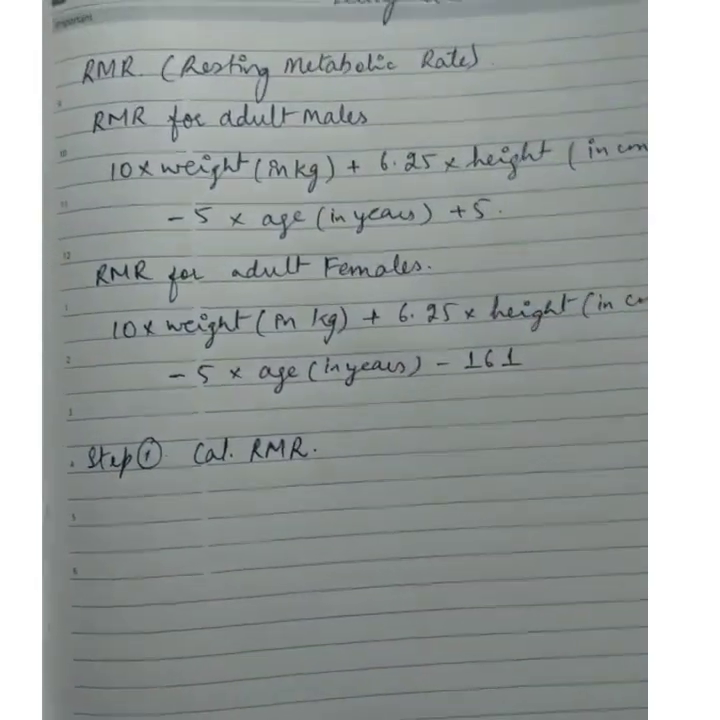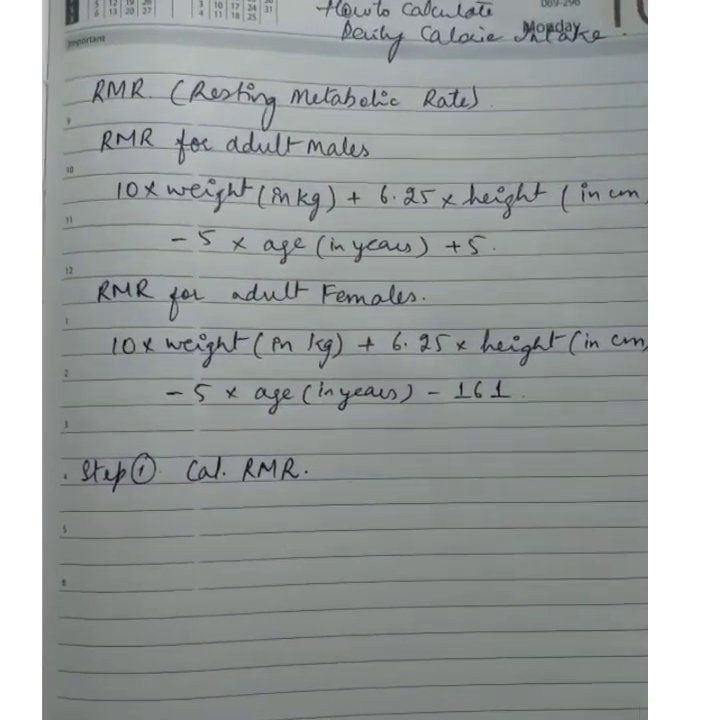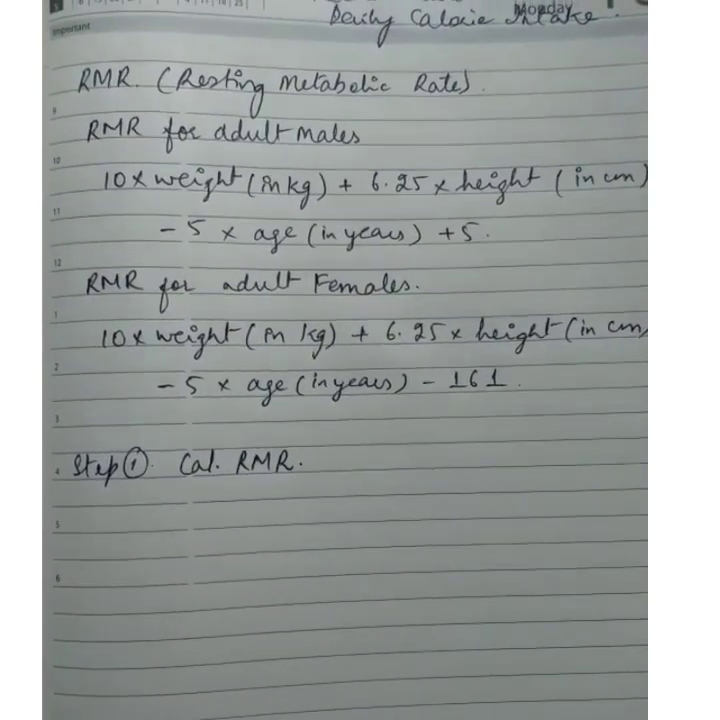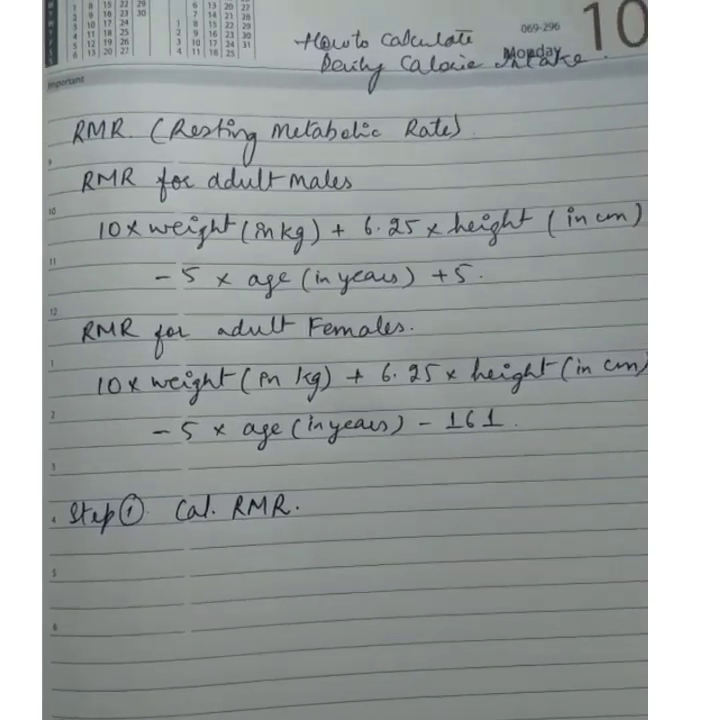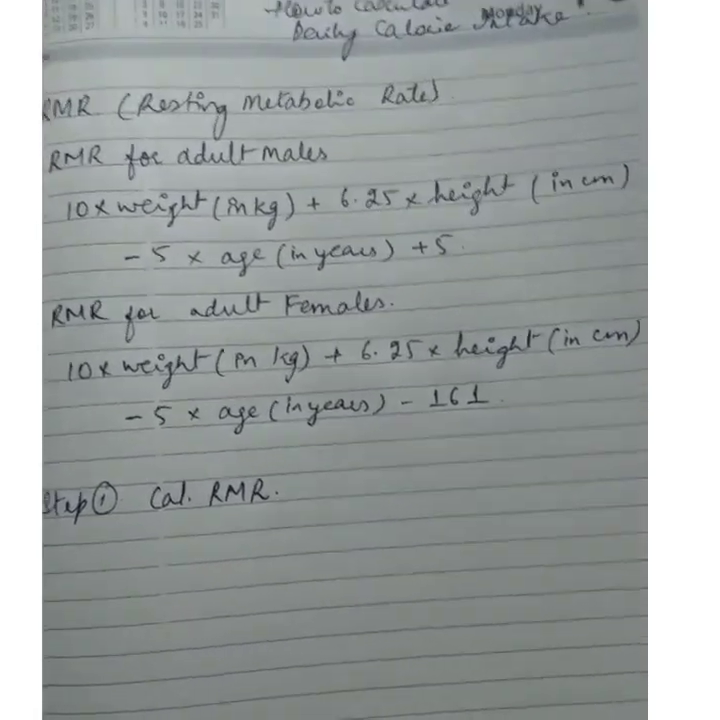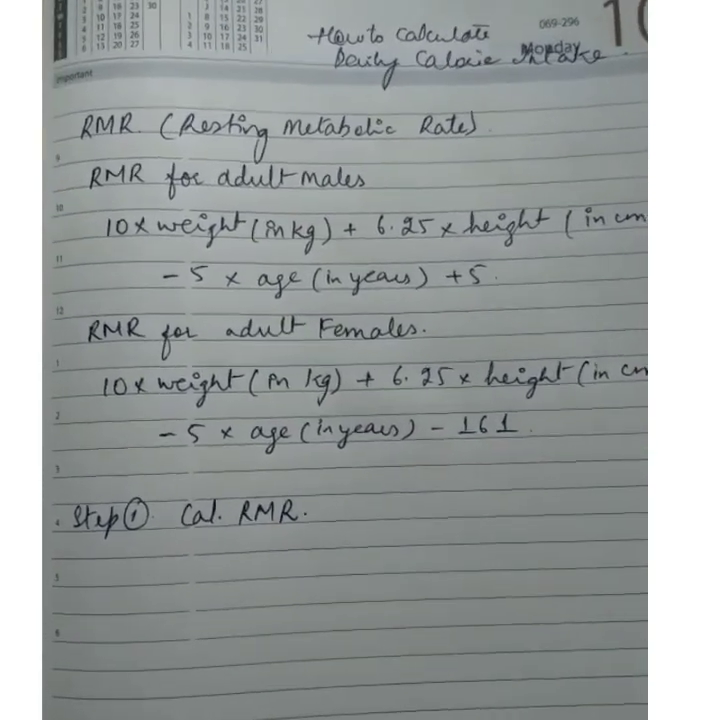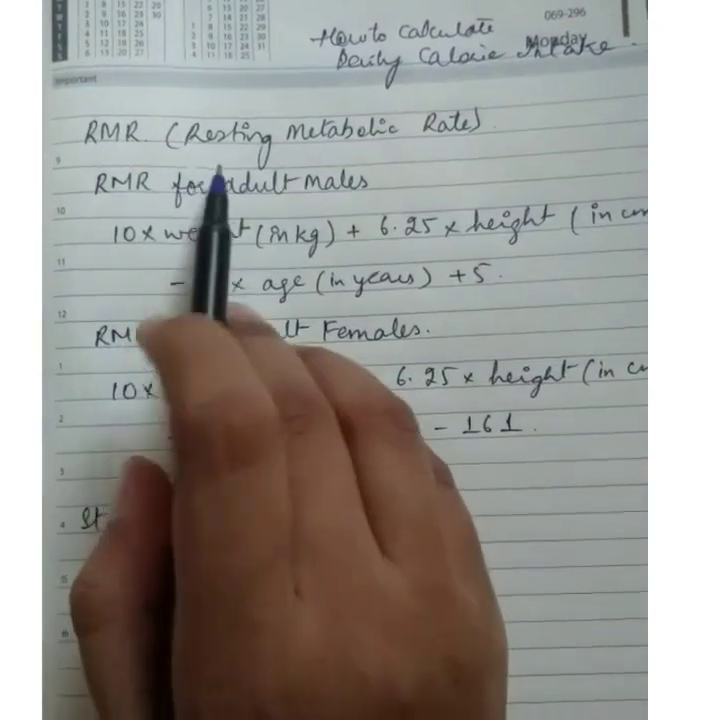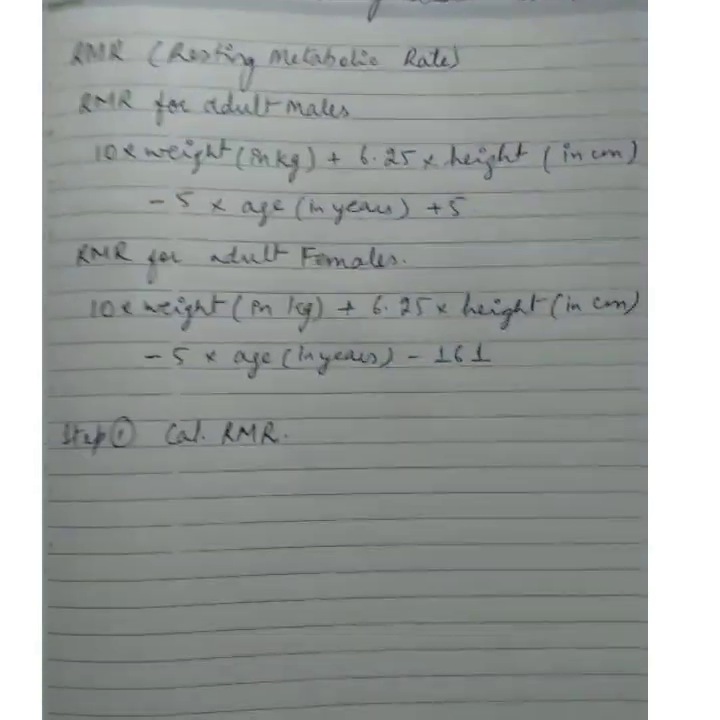Okay, what does RMR mean? It is the number of calories that are burned when the body is at rest. These calories help in supporting the involuntary functions of the body, like circulation of blood, beating of the heart, pumping of blood, the functioning of the lungs, and all the involuntary functions that take place in the body. They require some energy. So that energy is RMR. Okay, now first you should know the RMR of the individual.